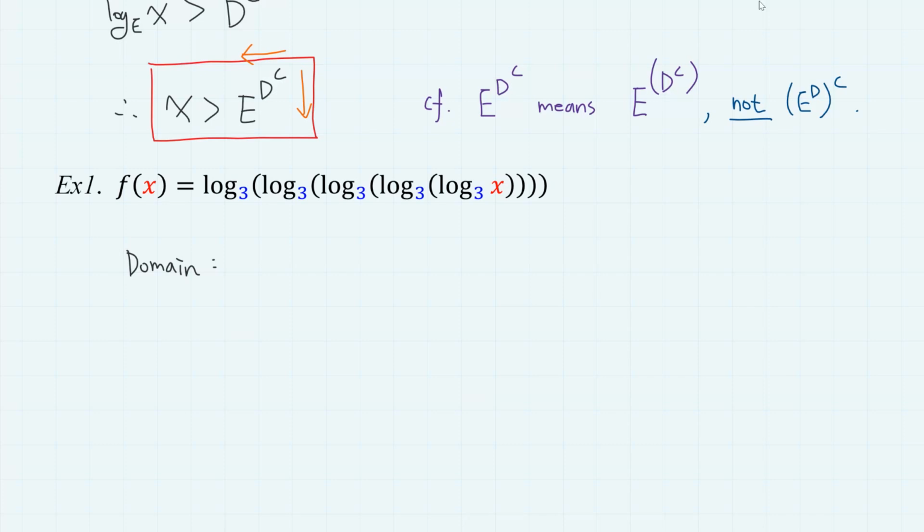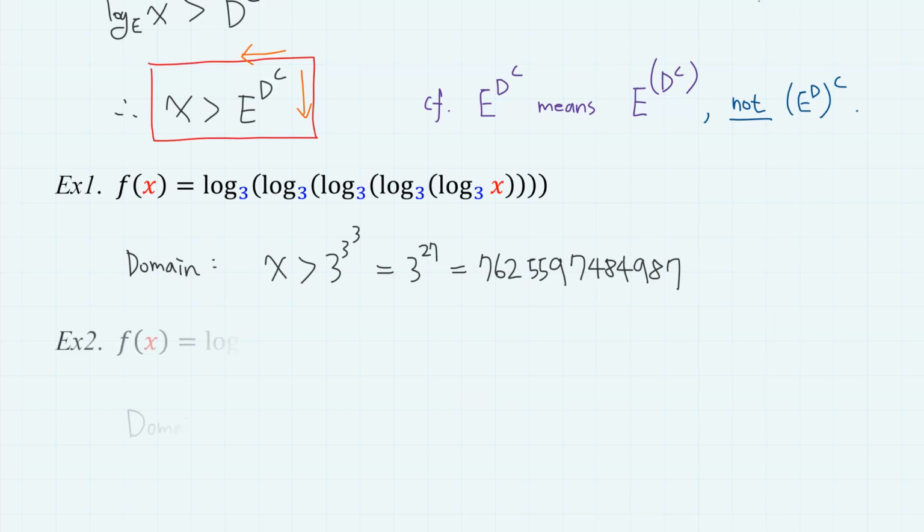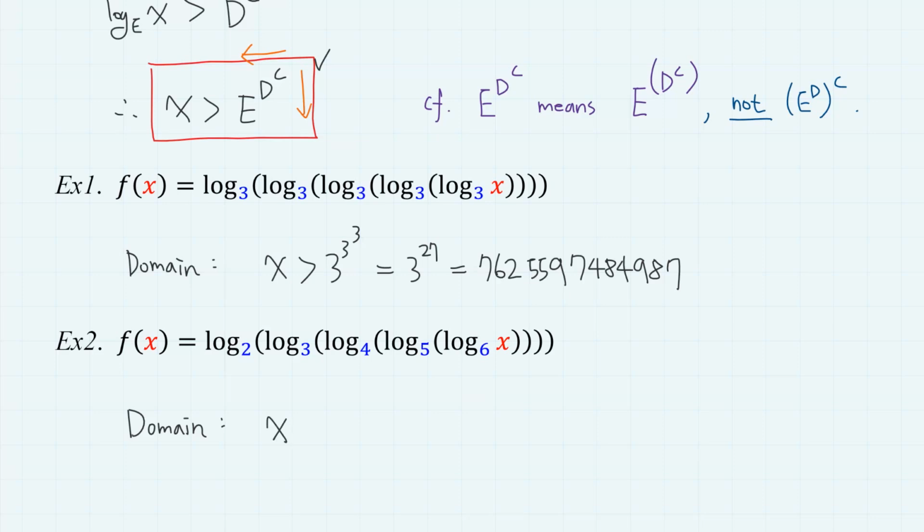For example, the domain of the function log base 3 of log base 3 of log base 3 of log base 3 of log base 3 of x is x greater than 3 to the power of 3 to the power of 3, which means greater than 3 to the power of 27. And the domain of the function log base 2 of log base 3 of log base 4 of log base 5 of log base 6 of x is, using this result, x greater than 6 to the power of 5 to the power of 4, which is 6 to the power of 625, which is approximately equal to this value.